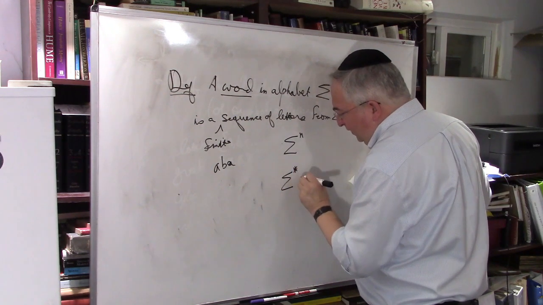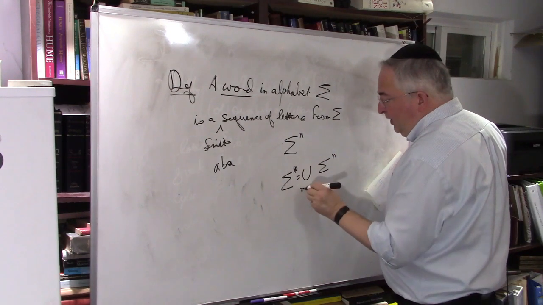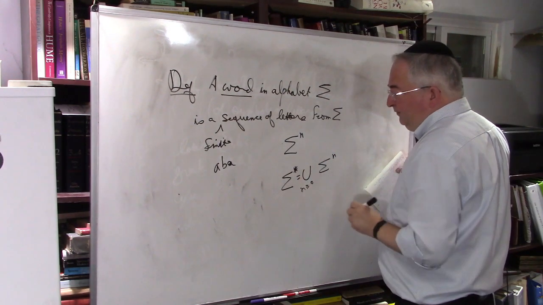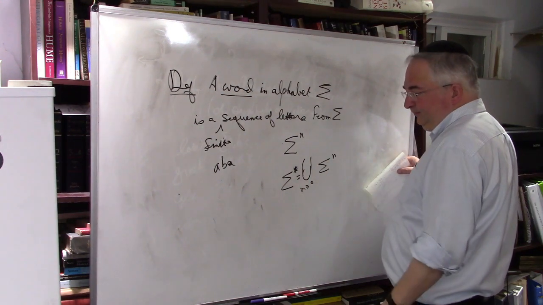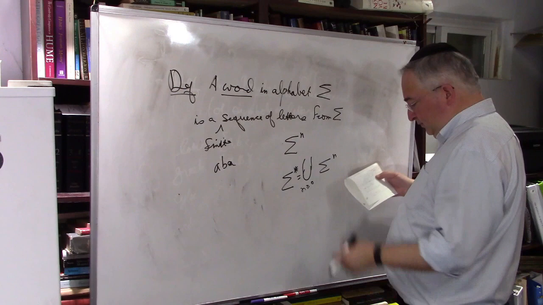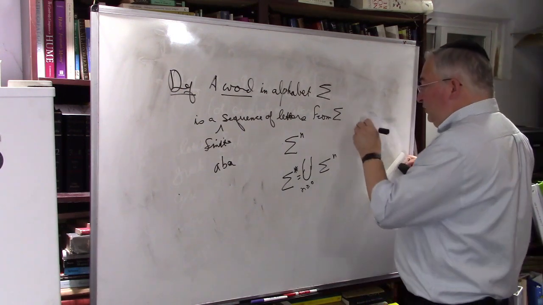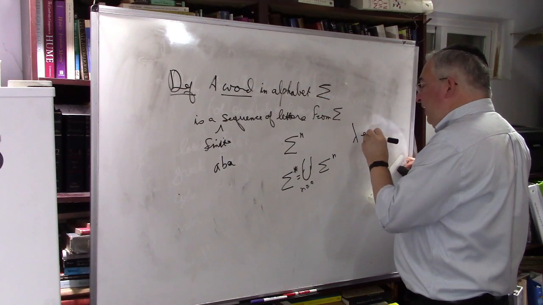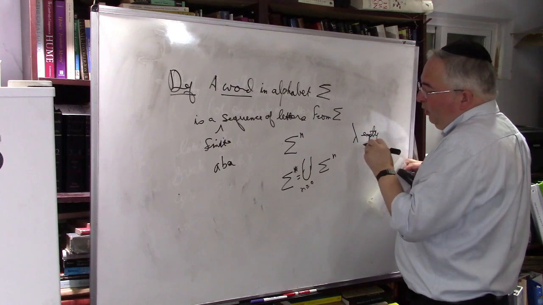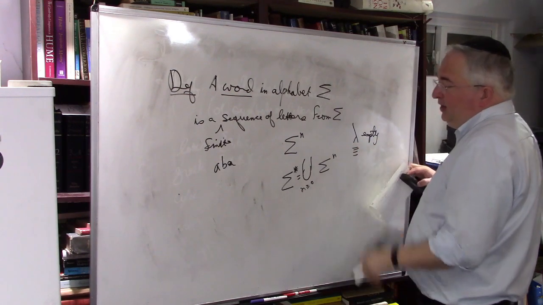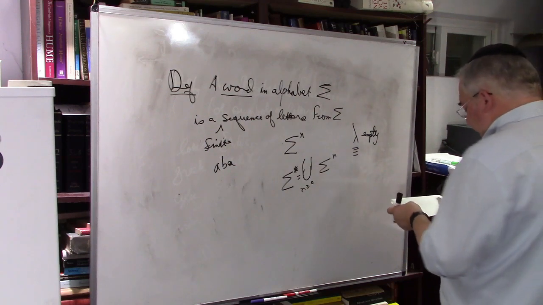Sigma star is the union of sigma n for n greater than or equal to 0. So these are words of any finite length. This is the set of all words. In the book it talks about the empty word. Just like there's an empty set, a word with length 0 is symbolized like that. Great.